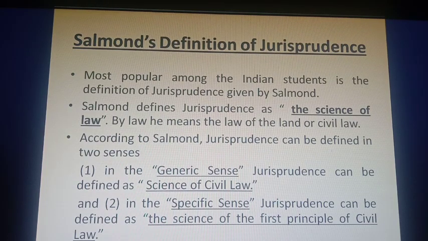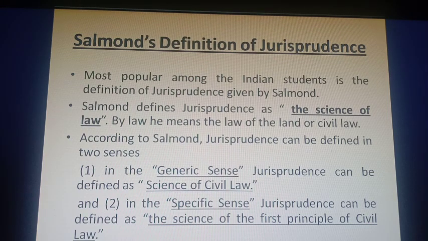This definition of jurisprudence given by Salmond is very popular among Indian students. Salmond defined jurisprudence as a science of the law. According to Salmond, jurisprudence is a systematic study of the law. And what is the meaning of law according to Salmond? By law, he means law of the land or civil law.